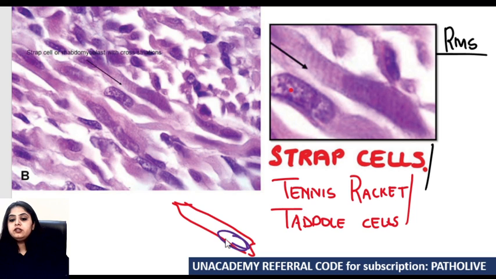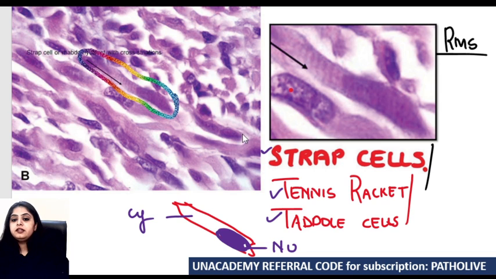So you will see the nucleus on one side, and then you will see they are long. So either you can call this a tennis racket, or you can say it's elongated like a strap, or it's going like a tadpole. So this is the nucleus, and this is the cytoplasm of the cell. Have a look at this cell, strap cell. Have a look at this cell, strap cell. This cell also strap. All of them are elongated.